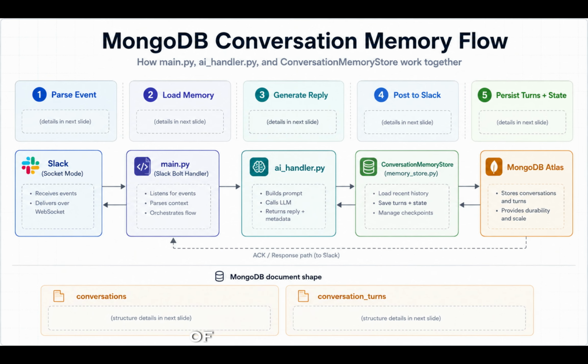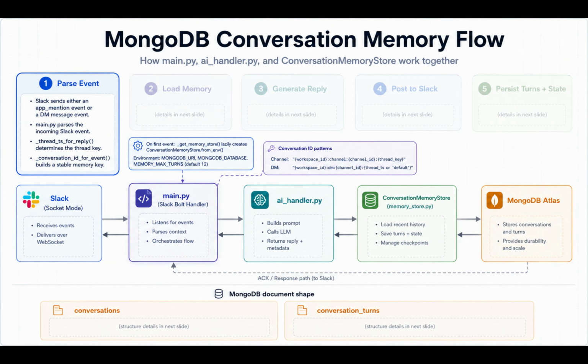Now let's do a recap of how it works with MongoDB and the whole architecture. Slack sends events to main.py over the socket mode. Each message runs five steps: parse, load memory, generate a reply, post to Slack, and then finally save it in MongoDB. MongoDB keeps history across restarts.